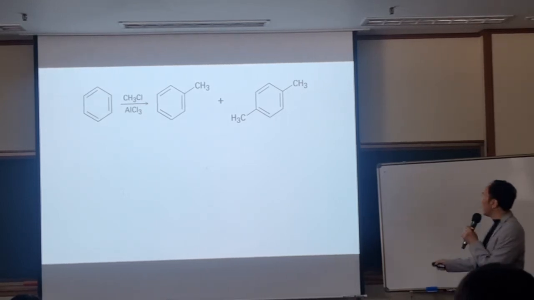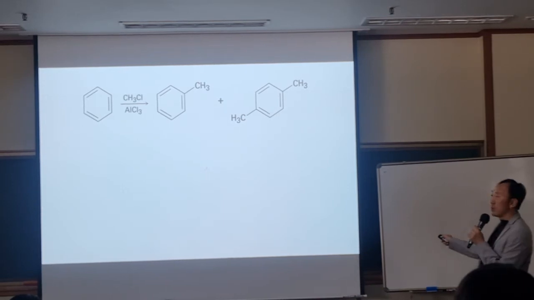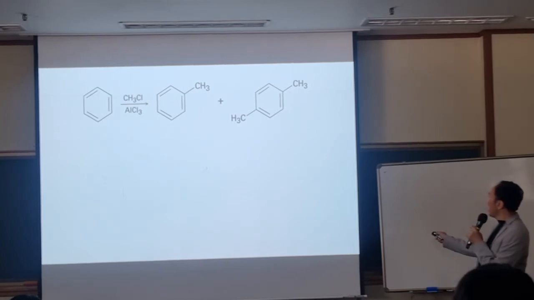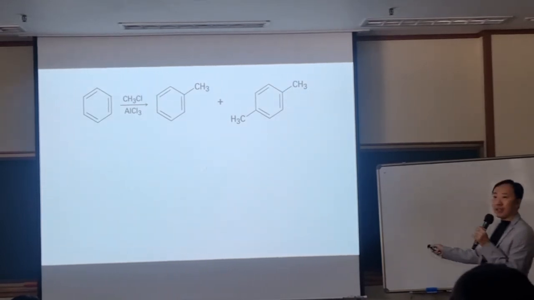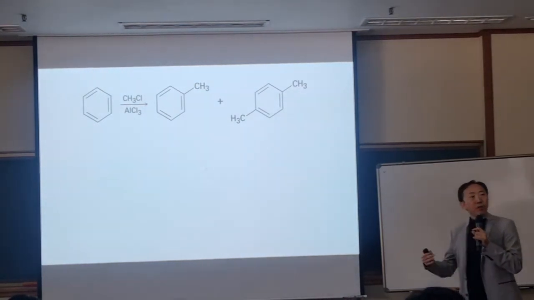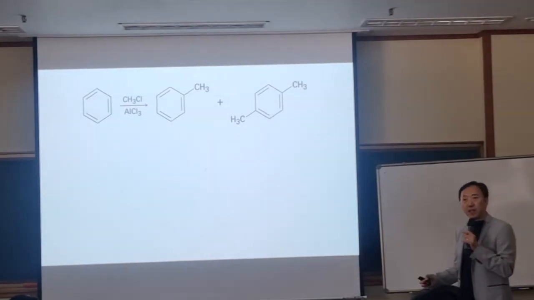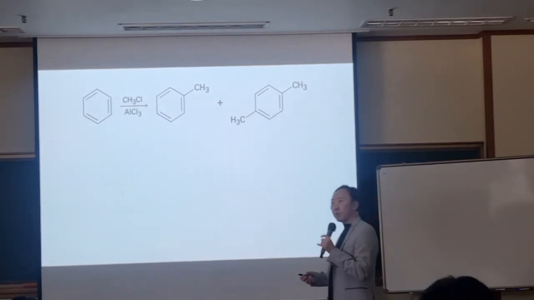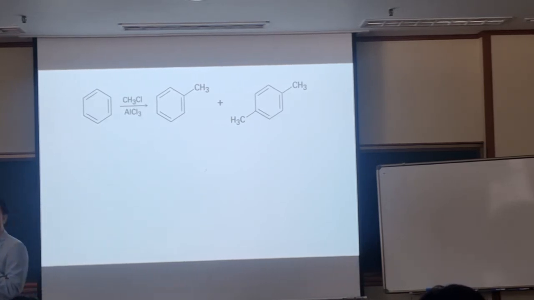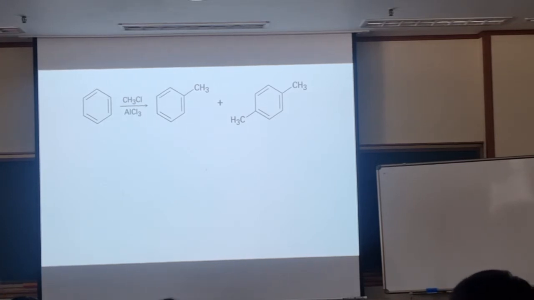Then the product can be either at the ortho position here or the para position. Maybe the ortho position is sterically hindered and does not favor that product, so maybe the para position is formed as the more favored product. This reaction is difficult to control because your first product is more reactive than your starting material. Right? So design-wise, making this product is intrinsically, by theory, difficult. This is a bad design.